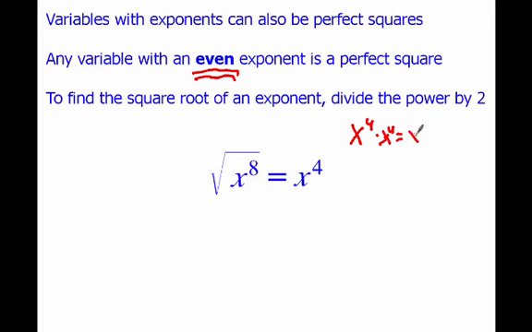well, that's x to the 4 plus 4, which is x to the 8th. But we could also think of this as x to the 4th squared, which is x to the 4th times 2, which is, once again, x to the 8 power. All right, so just know that anytime you have an even exponent on a variable, that is a perfect square, and to figure out the square root, we just divide by 2. So let's take a look at an example with this.